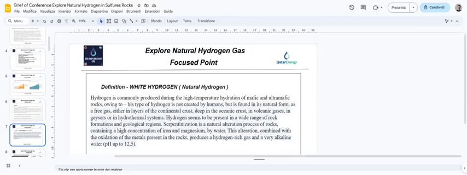The basic and most important process is serpentinization, that is a natural alteration process of rock containing a high concentration of iron and magnesium by water. This alteration combined with the oxidation of metal present in the rocks produces a hydrogen-rich gas and a very alkaline water with a pH up to 12.5.